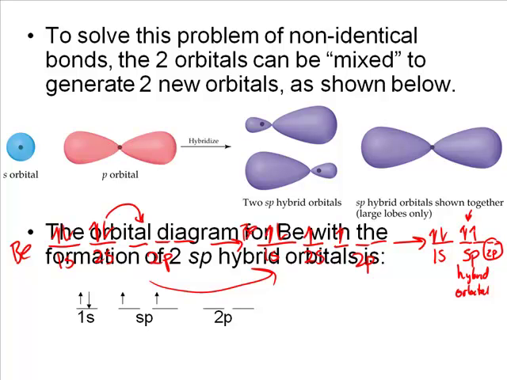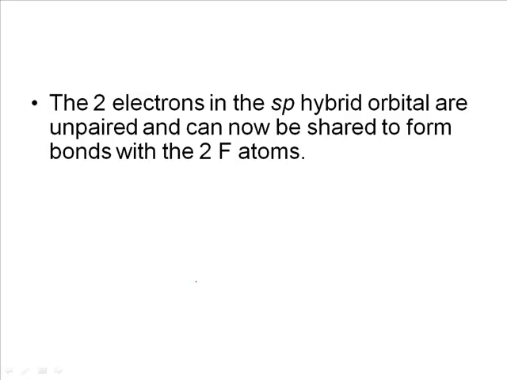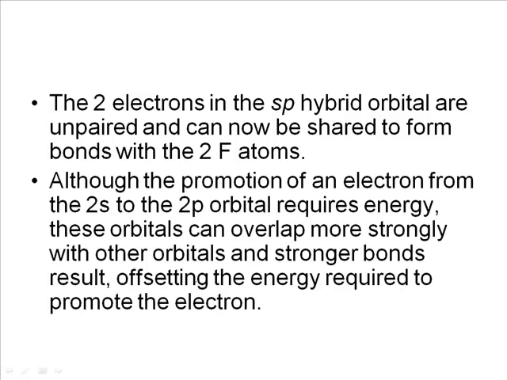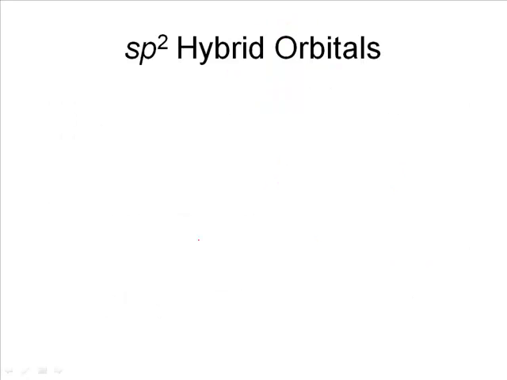Okay, so here you can kind of see that. Here it is, the sp. They're both spinning the same direction, and then you've got those empty 2p ones over there. So those two electrons in the sp hybrid orbital are unpaired, and they can be used to form bonds with the fluorines. And although that promotion does require some energy, I mean, you're taking an electron from the 2s and moving it up to the 2p, these orbitals can overlap more strongly now with these other orbitals, and stronger bonds result, which offsets that energy needed.